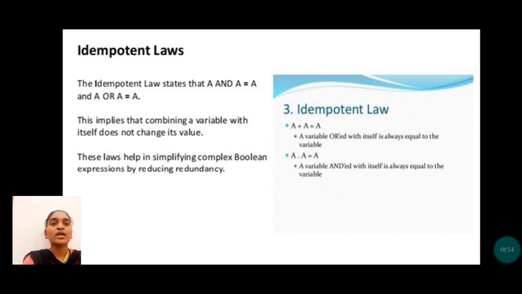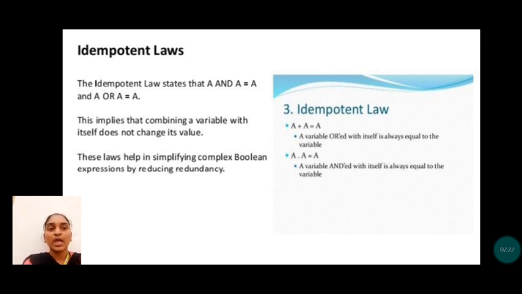Idempotent laws. The idempotent laws state that A AND A equals A and A OR A equals A. This implies that combining a variable with itself does not change its value. These laws help in simplifying complex Boolean expressions by reducing redundancy.